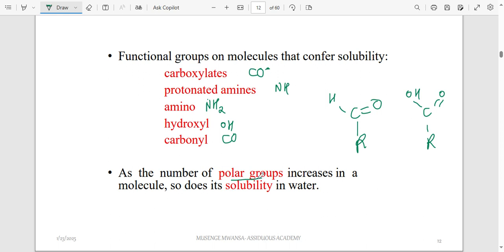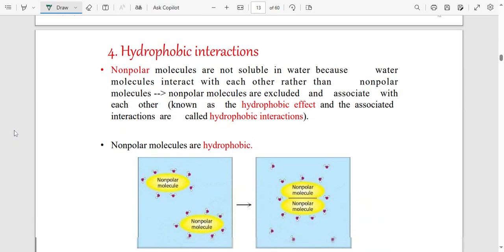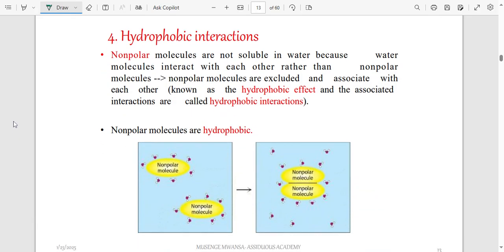As the number of polar groups increases in a molecule, the solubility of that molecule is going to increase because there will be more interaction with water by forming hydrogen bonds. Hydrophobic interactions are interactions that can happen with non-charged molecules or molecules that are not polar. For example, the organic compounds that have got a lot of carbons and hydrogens. Say, for example, you have got a compound that has got these bonds, a lot of them, we can put N there, maybe N is 20.